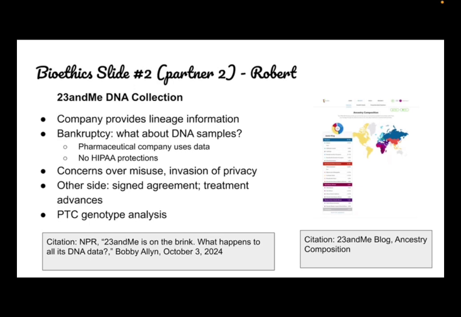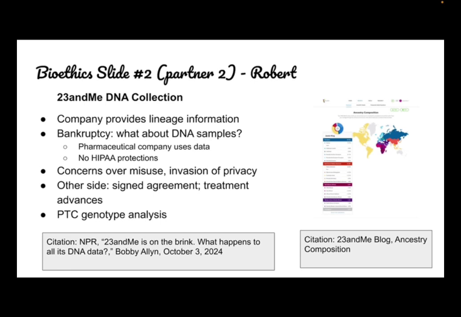Okay, so there are bioethical concerns surrounding 23andMe DNA collection. While many people use services like 23andMe to learn about their ancestry or genetic traits, there are deeper issues to consider. For instance, what happens to the DNA data if the company goes bankrupt, which happened with 23andMe? They actually have the ability to sell the DNA information because it's their property now.